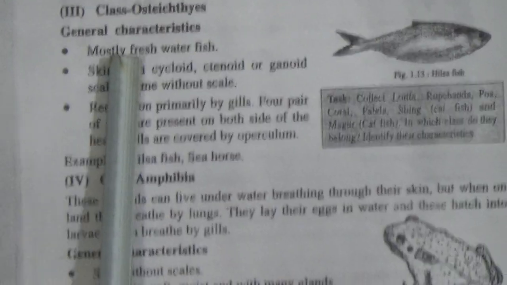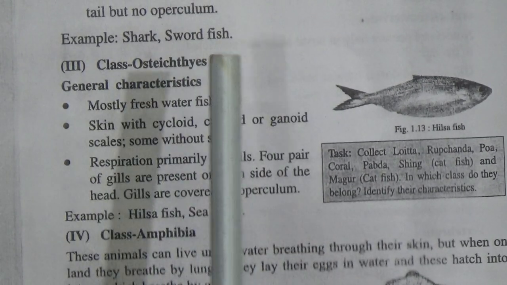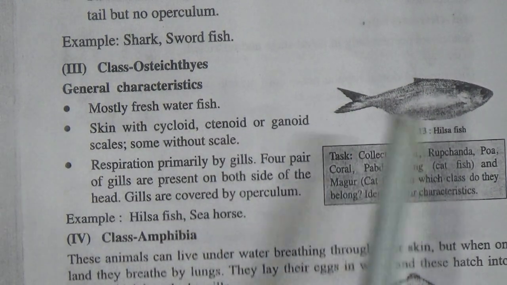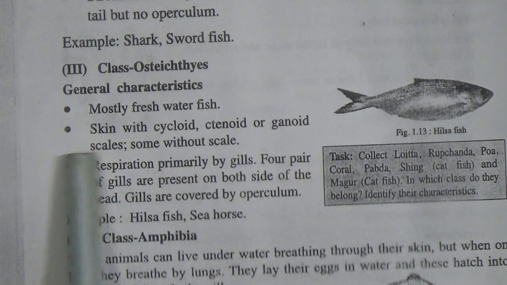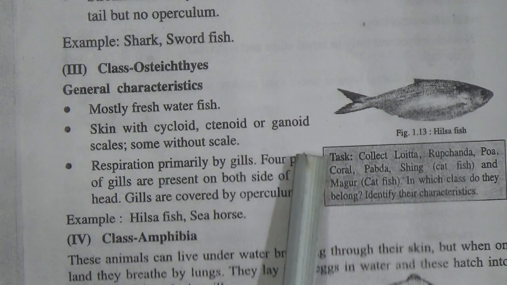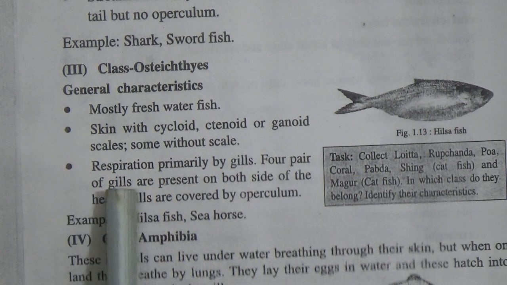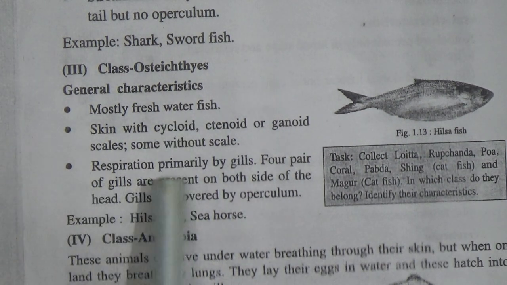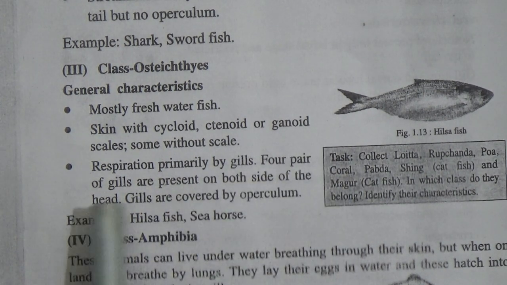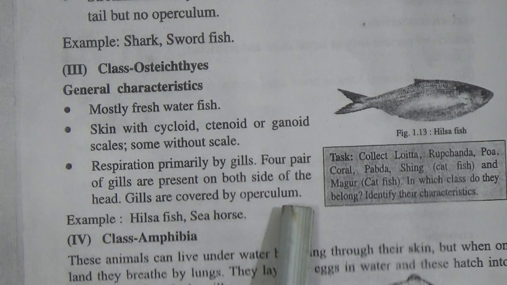Now, class number 3, osteichthyes. General characteristics of osteichthyes are: mostly freshwater fish. Number 2, skin with cycloid, ctenoid, and ganoid scales, some without scales. The next characteristic is respiration primarily by gills. Four pairs of gills are present on both sides of the head. Gills are covered by operculum. For example, hilsa fish, seahorse.